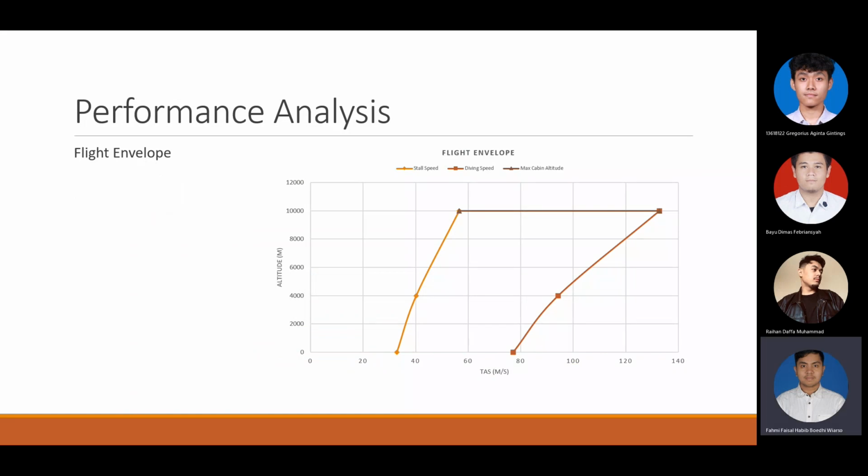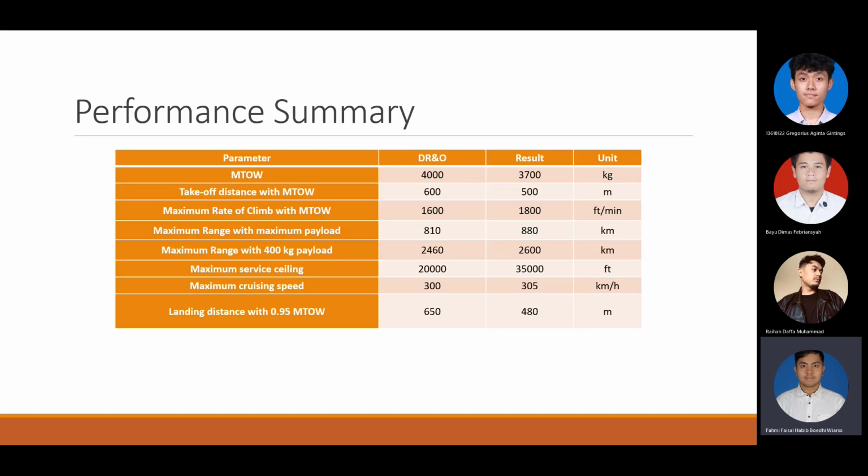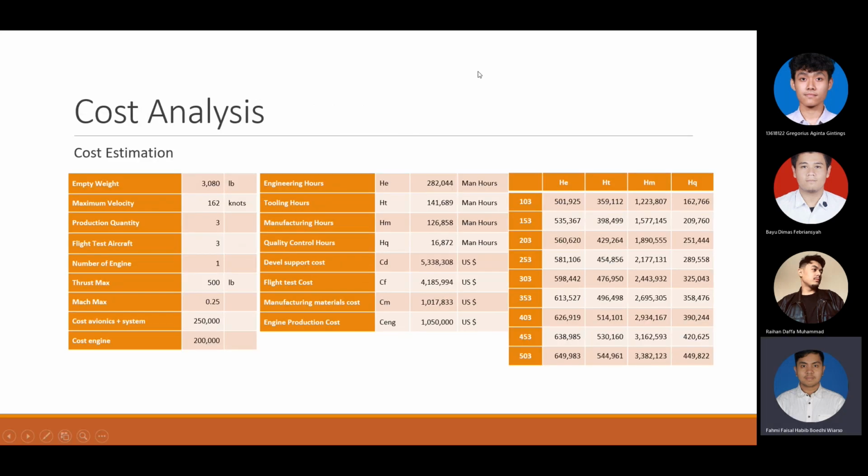And then this is our flight envelope for our aircraft, describing the stall speed, the maximum cabin altitude, and the diving speed. This is the summary of our performance evaluation. All of our performance has already complied with the DRO. Next, the cost analysis will be presented by Bayu.